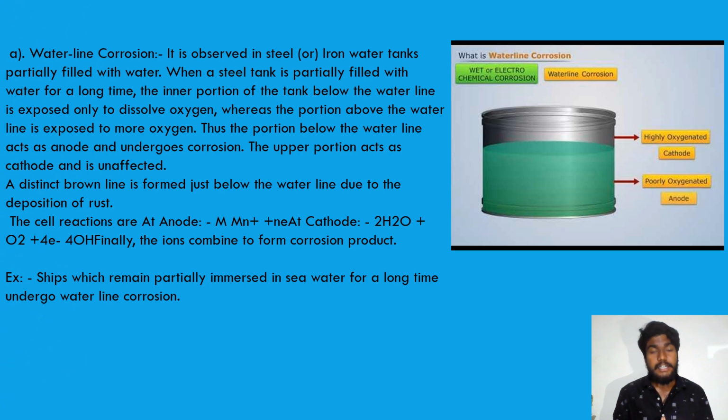After cathodic protection, let's learn about waterline corrosion. It is observed in steel or iron water tanks partially filled with water. When a steel tank is partially filled with water for a long time, the inner portion of the tank below the waterline is exposed only to dissolved oxygen, whereas the portion above the water is exposed to more oxygen. Thus, the portion below the waterline acts as an anode and undergoes corrosion. The upper portion acts as a cathode, which is unaffected. Example: ships which remain partially immersed in sea water for a long time undergo waterline corrosion.